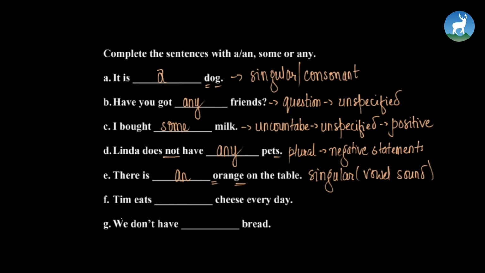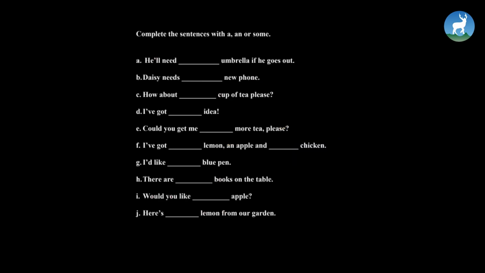Team eats dash cheese every day. Cheese, uncountable. Again, it's a positive sentence. So we write some. We don't have dash bread. Negative statement. It's any. So kids, here's an exercise for you all to do it on your own. Here you'll have to complete the sentences with a, an, or some. Try doing the exercise remembering all the steps we have read just a while ago.